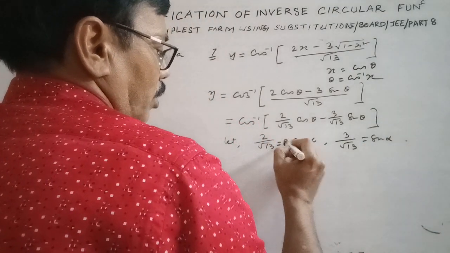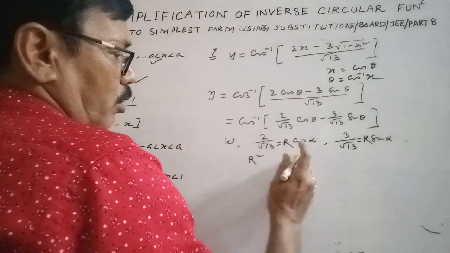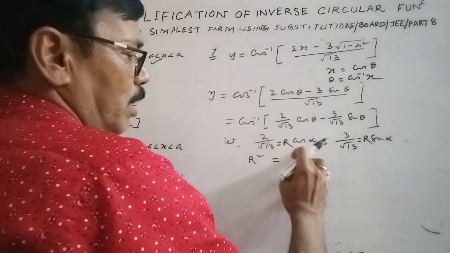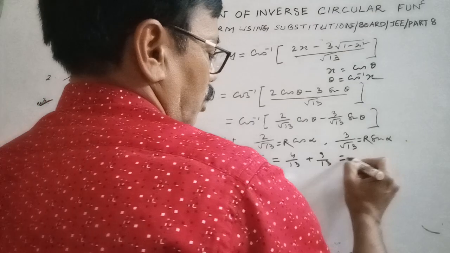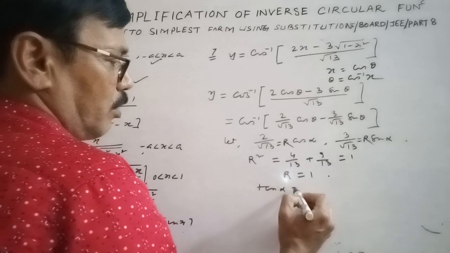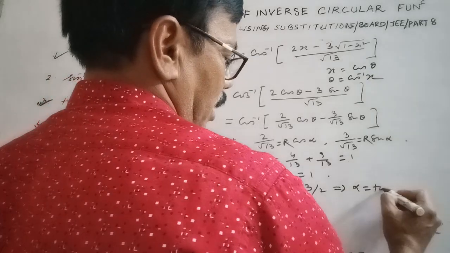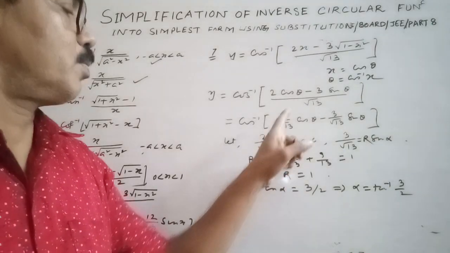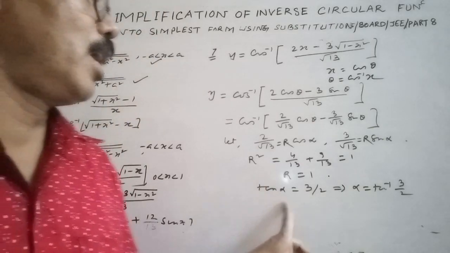So this is r cos alpha, and this is r sin alpha. So what is r square? Cos square alpha plus sin square alpha is 1. So squaring and adding, r square times cos square plus sin square: 4 by 13 plus 9 by 13 equals 1. So r equals 1. And what is tan alpha? It equals 3 by 2. Alpha equals tan inverse 3 by 2. So listen again, we are using the transformation in terms of alpha and r. That is why we are finding alpha and r.